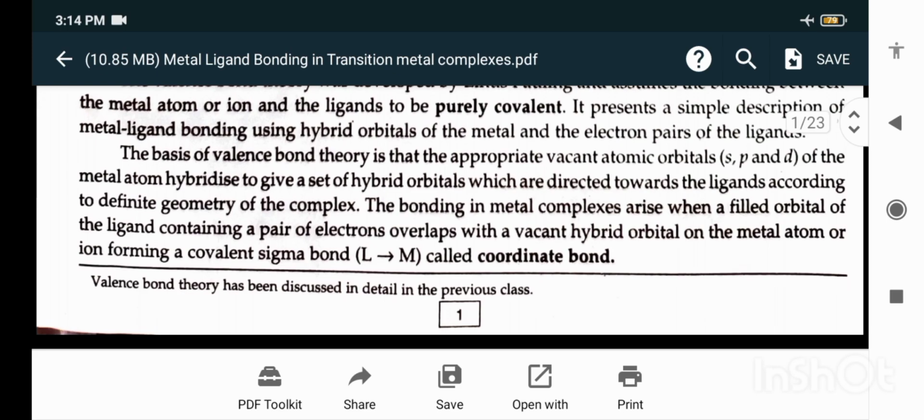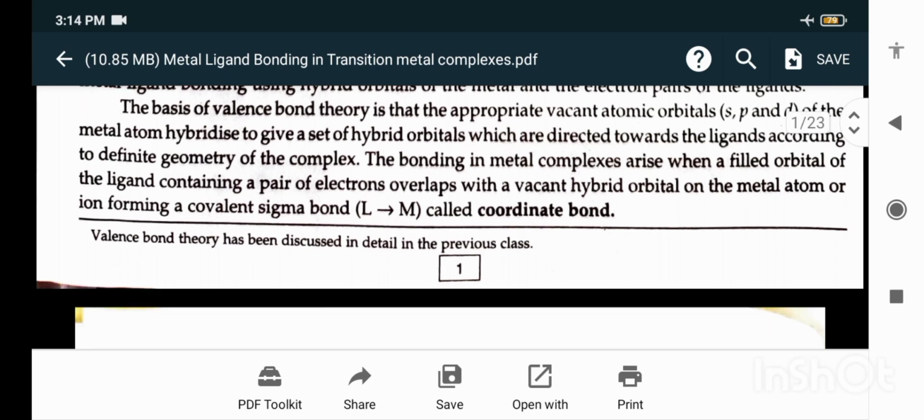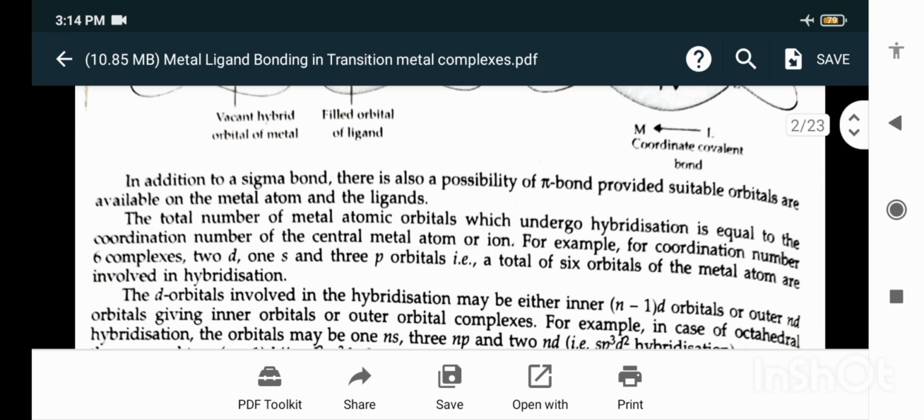The bonding in the metal complexes arises when a filled orbital of the ligand containing a pair of electrons overlaps with a vacant hybrid orbital on the metal atom or ion, forming a covalent sigma bond called a coordinate bond. In addition to a sigma bond, there is also a possibility of a pi bond, provided suitable orbitals are available on the metal atom and the ligands. The total number of metal atomic orbitals which undergo hybridization is equal to the coordination number of the central metal atom or ion.